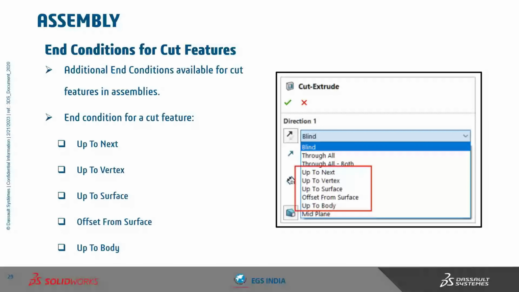The assembly end condition. End condition for cut features in assembly has been enhanced. Now we can access up to next, up to vertex, up to surface, offset from surface, and up to body.